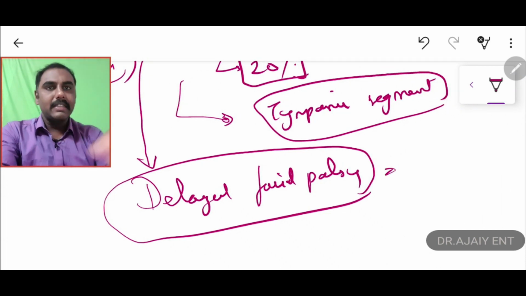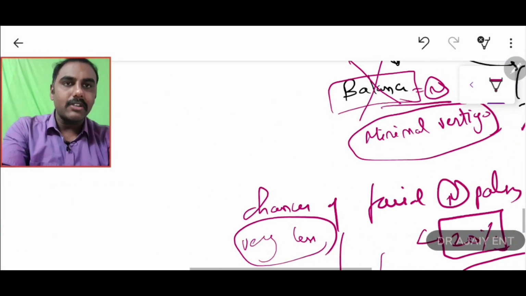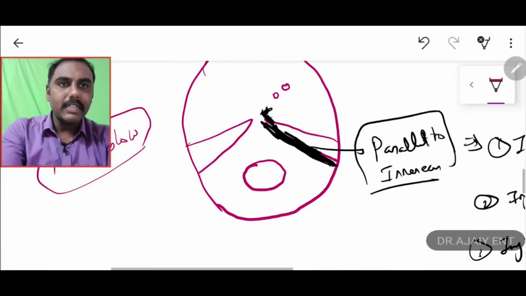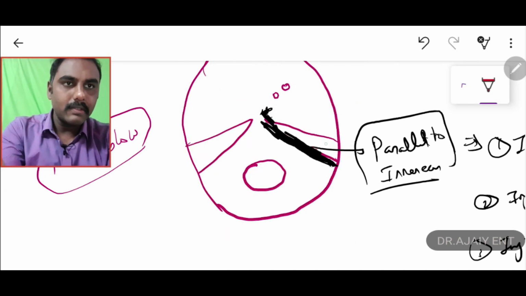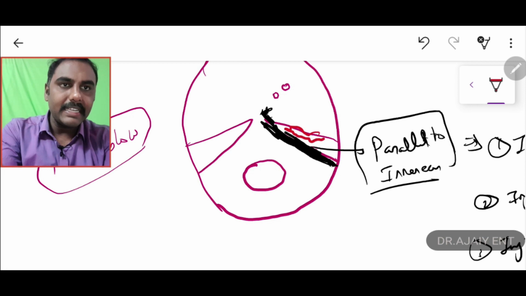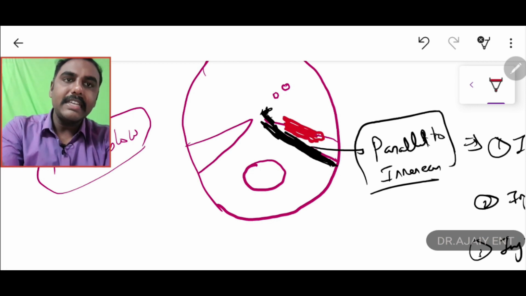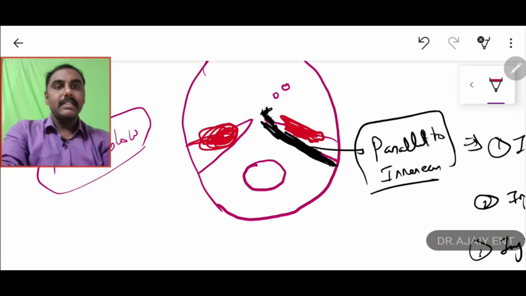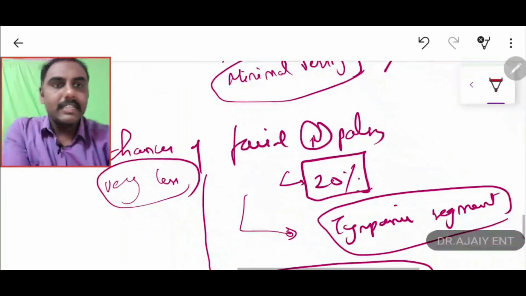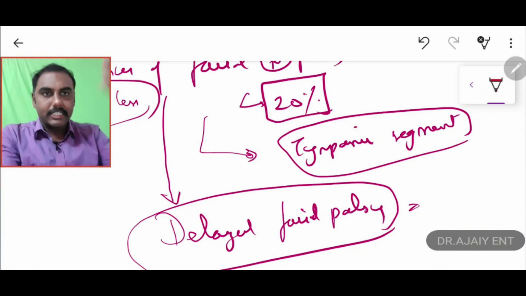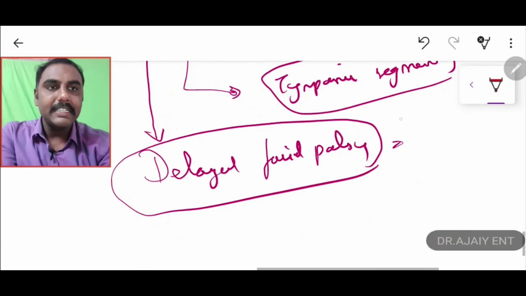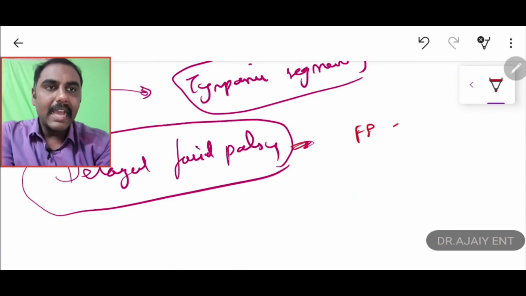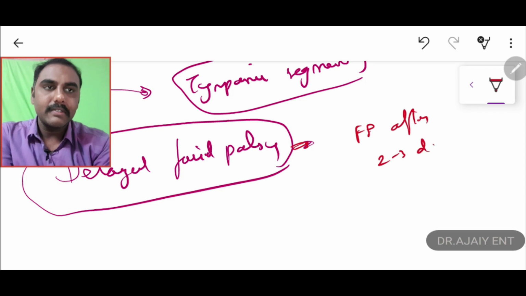I will just explain delayed facial palsy again. Say there is not a bisection, the inner ear is not cut. Okay, say the inner ear is lying like this, one minute I will draw a picture. So, the inner ear is not cut, it runs parallel to the inner ear, so the facial nerve is not cut. Only there will be edema. Delayed facial palsy is a facial palsy after some 2 or 3 days.